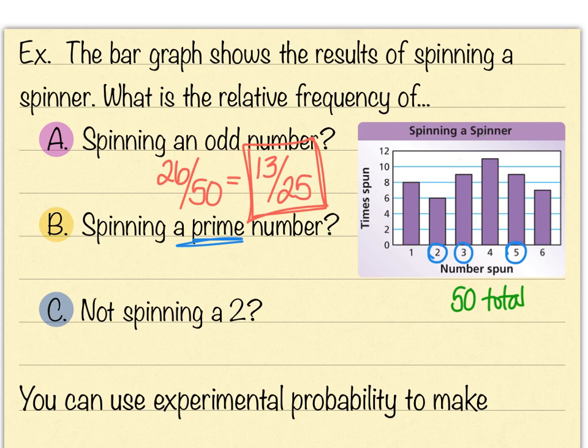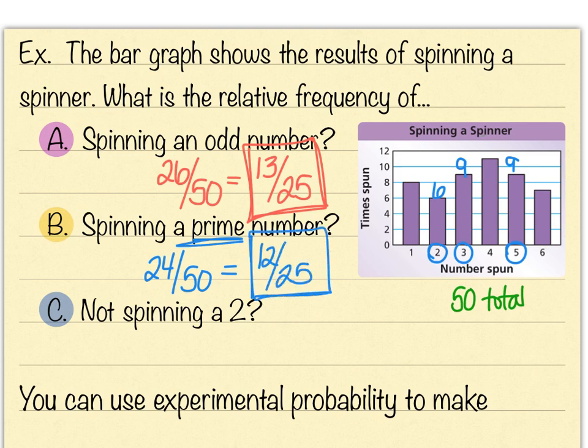And so 2 was spun 6 times, 3 was spun 9 times, and 5 was also spun 9 times. And so 9 plus 9 is 18, plus 6 is 24 out of 50. And we can reduce that by 2 to 12 over 25. It's a little bit less likely that we get a prime number.